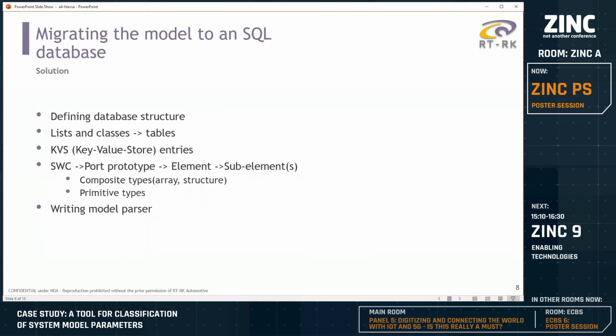The first step was migrating the model to an SQL database. It consisted of defining the database structure and creating tables which were based on lists and classes of key value store entries. Those entries were in the hierarchy shown below, which is SVCs, a prototype element, and multiple sub-elements. Those sub-elements can be divided into composite and primitive types. The composite types include other sub-elements, but primitive types do not. Finally, the model parser was written for that database.